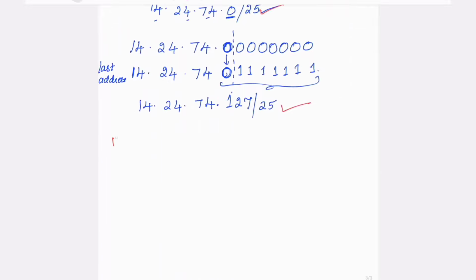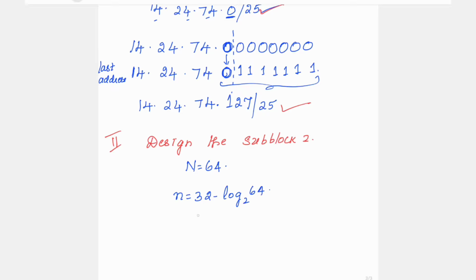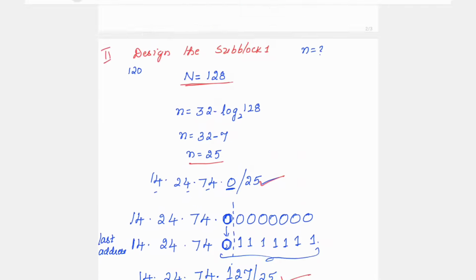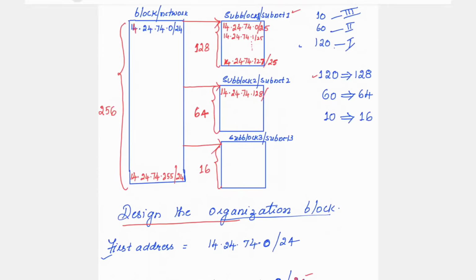So let us design subblock 2. N value is 64. You can find out the prefix value with this. How much will it be? 32 minus log to the base 2 of 64, which is 6. So n equals 26. So you got the prefix value as 26. That means your network bits now will be 26. So in subblock 2, 14.24.74.128/26. Like this it will continue.